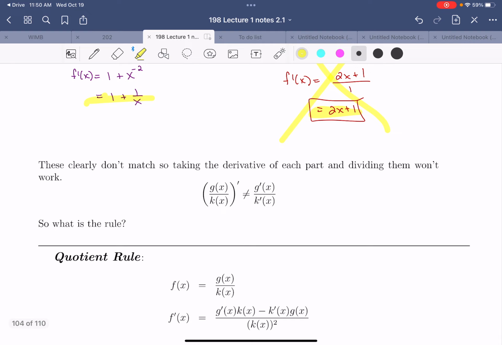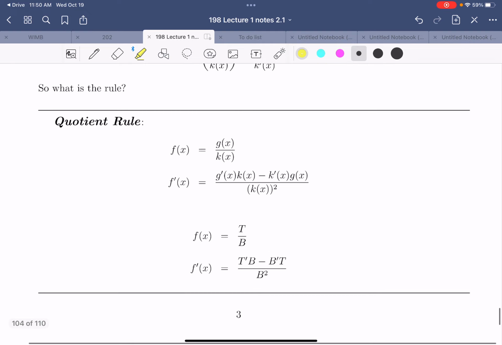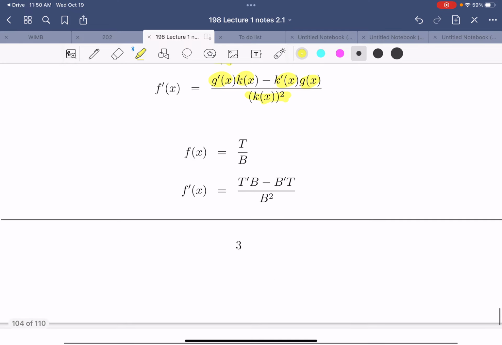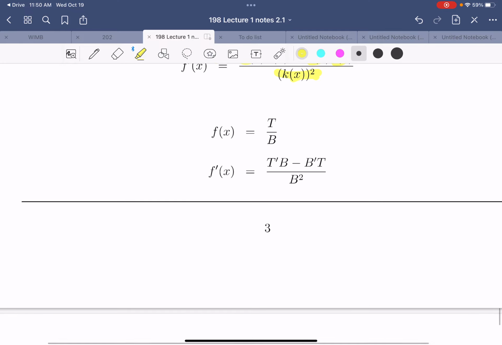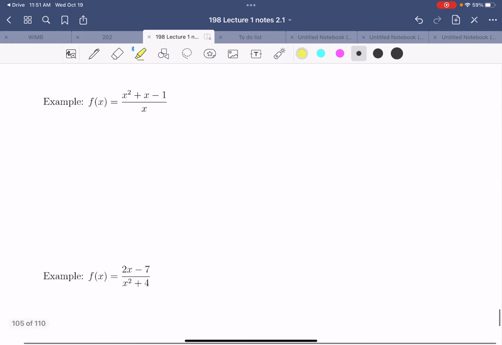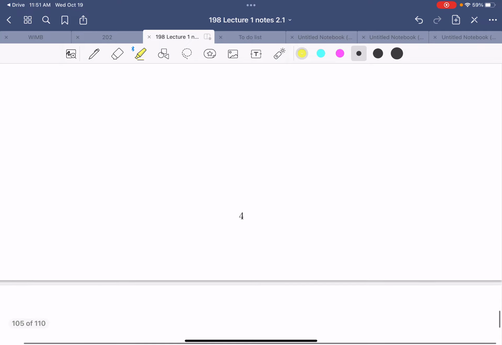So what we need is a quotient rule, right? So this looks similar to what we had before. If you have a g of x over a k of x, we have g prime k minus k prime g all over k squared. So main differences between product rule and quotient rule is that we've got a minus and you've got a k squared on the bottom. Okay, I like to think of it as top prime bottom minus bottom prime top all over bottom squared. Okay, so from there, we're going to go through these last two examples.